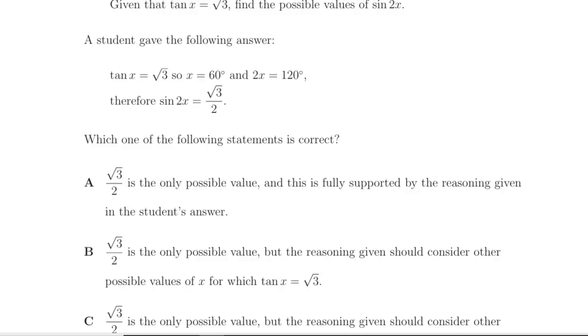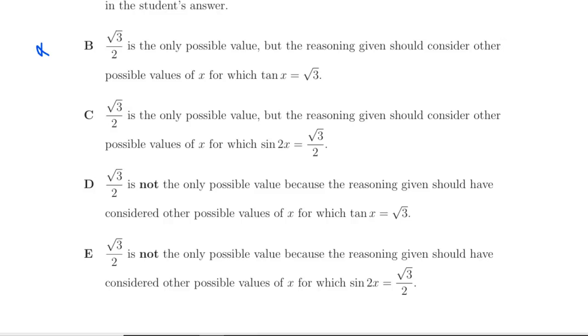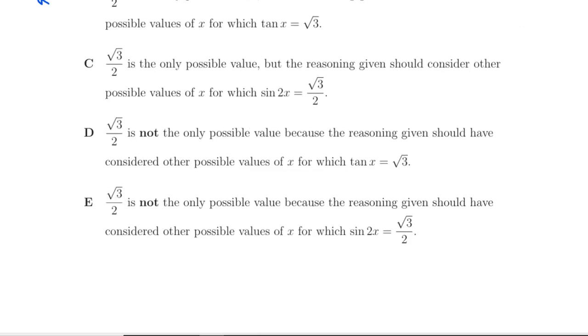So root 3 over 2 is the only possible value, and this is fully supported by the reasoning given in the student's answer. Well, I'm not happy with that because he hasn't really dealt with these options here for tan x. Root 3 over 2 is the only possible value. Reasoning should consider other possible values of x for which tan x is root 3. So that's certainly a possibility, depending on whether root 3 over 2 is the only possible value. Then we've got variance on this.